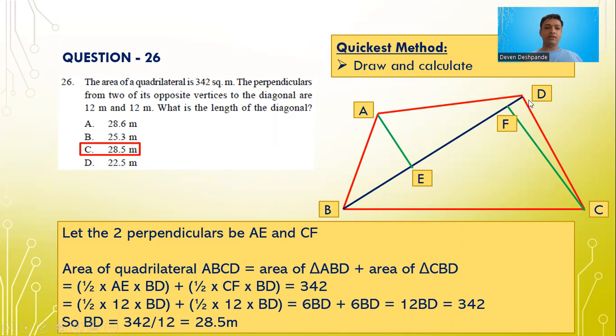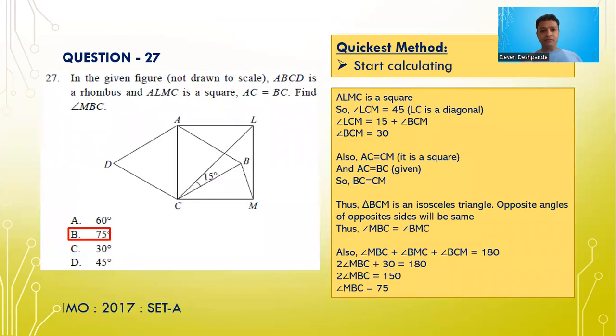So the diagonal is 28.5. So again, a very good question to start with, but practice, practice, and practice.